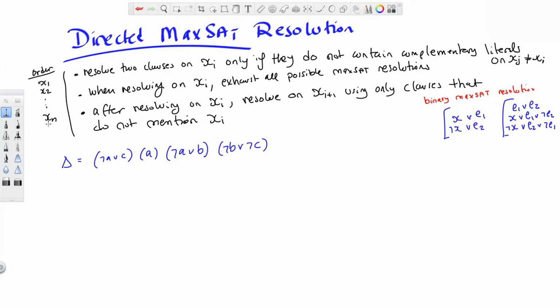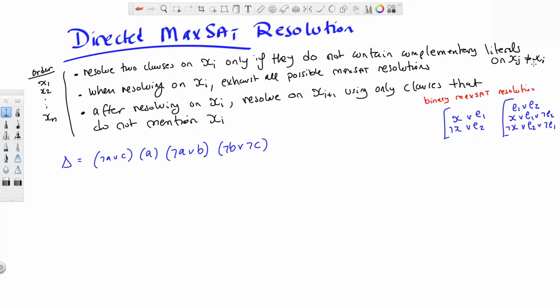It's pretty much the same, except that we will avoid resolving two clauses on a variable if they also, because if you're resolving on xi, that means one of them has xi, the other has not xi. So we will not do that if they actually contain complementary literals on some other variable. Actually, we also omitted these in regular resolution. So it's pretty much the same procedure, except what's interesting here is the guarantee.